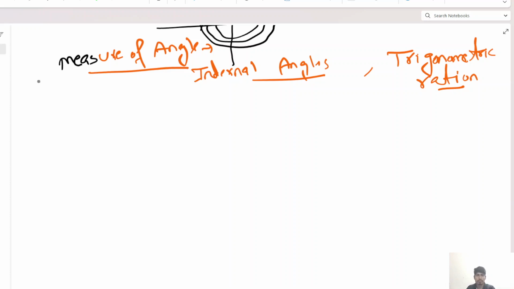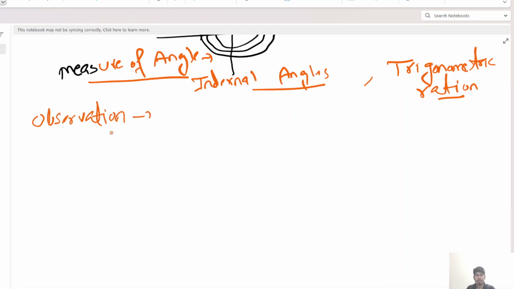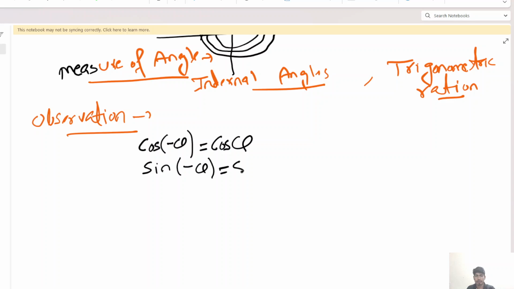Then what is our first observation? Observation is cos of minus theta is equal to cos theta, and sine of minus theta is minus sine theta. Cos of minus theta is cos theta and sine of minus theta is minus sine theta. These are our two observations.